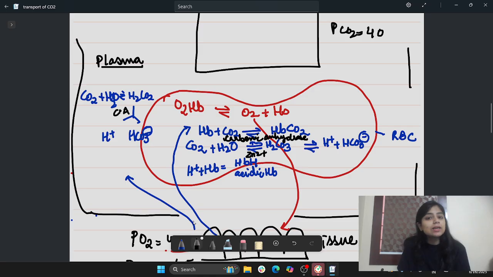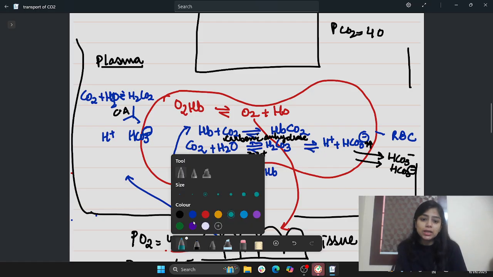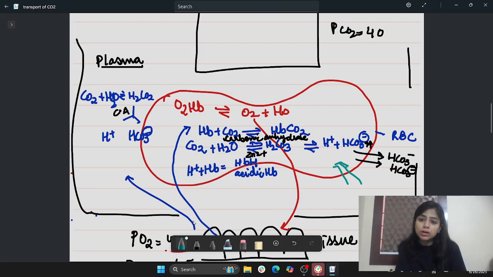So what happens, there is a concentration gradient. There is a significantly high number over here, while the bicarbonate ion formed in the plasma is lesser. So the bicarbonate ions move out. As the negative charge is coming out from the RBC into the plasma, we need to compensate this negative charge by the influx of Cl- ion. That means the Cl- ion will move into the RBC. From where? From the plasma. I hope it's getting clear.